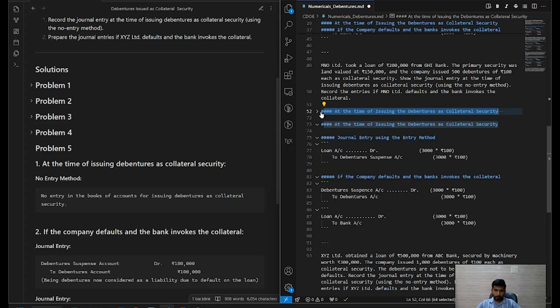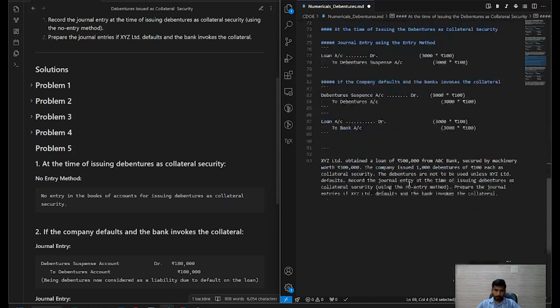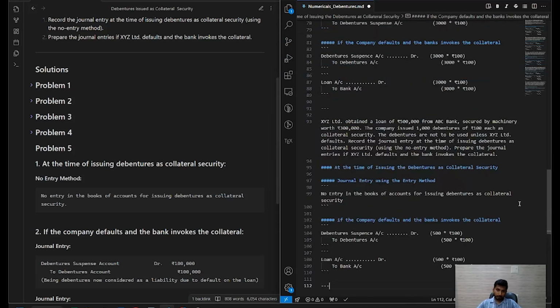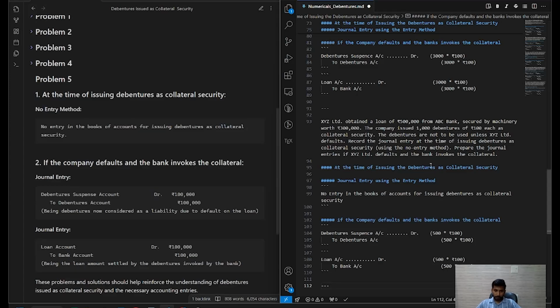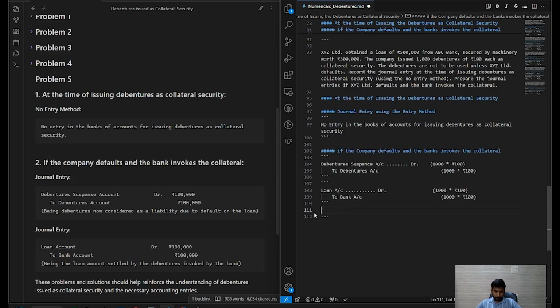Same case which we have been doing. It is the same case. At the time of issuing the debentures as collateral security, there will be no entry in the books. First of all, why? Because it is the no entry method. After that, debenture suspense to debentures, same entry, and the amount will be 1,000 debentures of rupees 100 each, that means 1,00,000. Then loan to bank. And this is it.